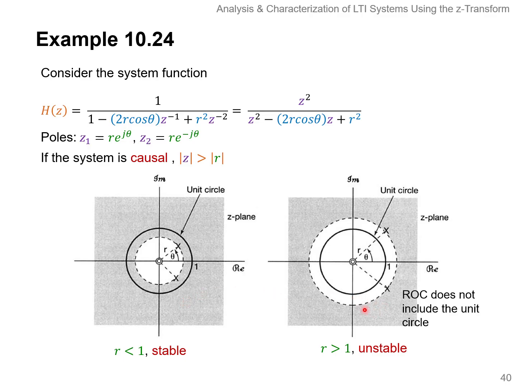But if r is larger than 1, the poles are outside the unit circle. The ROC is still outside the poles, but now it does not include the unit circle, so the system is causal but unstable. So the key idea is simple. For a causal system, stability depends on whether the poles are inside the unit circle.